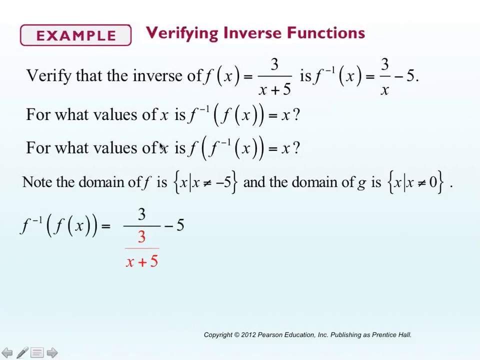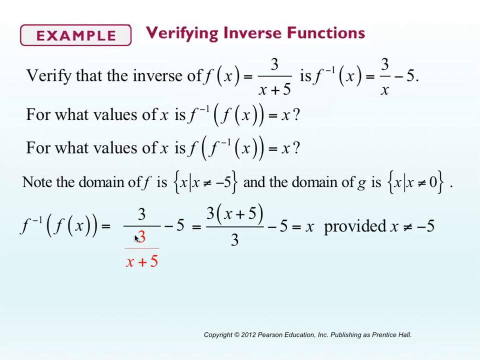So if we're finding f inverse of f of x, all we have to do is take 3 over x plus 5 and plug it into our inverse function. So we have 3 over x plus 5 minus 5. And we need to make this look a little bit nicer. So we multiply by x plus 5 in our fraction. So we end up with 3 over x plus 5 over 3 minus 5. And if you actually cancel some things, the 3's are going to cancel, and we're left with x plus 5 minus 5, which is just going to be x, provided that x is not equal to negative 5, because that's a restriction that we need to put on our domain.